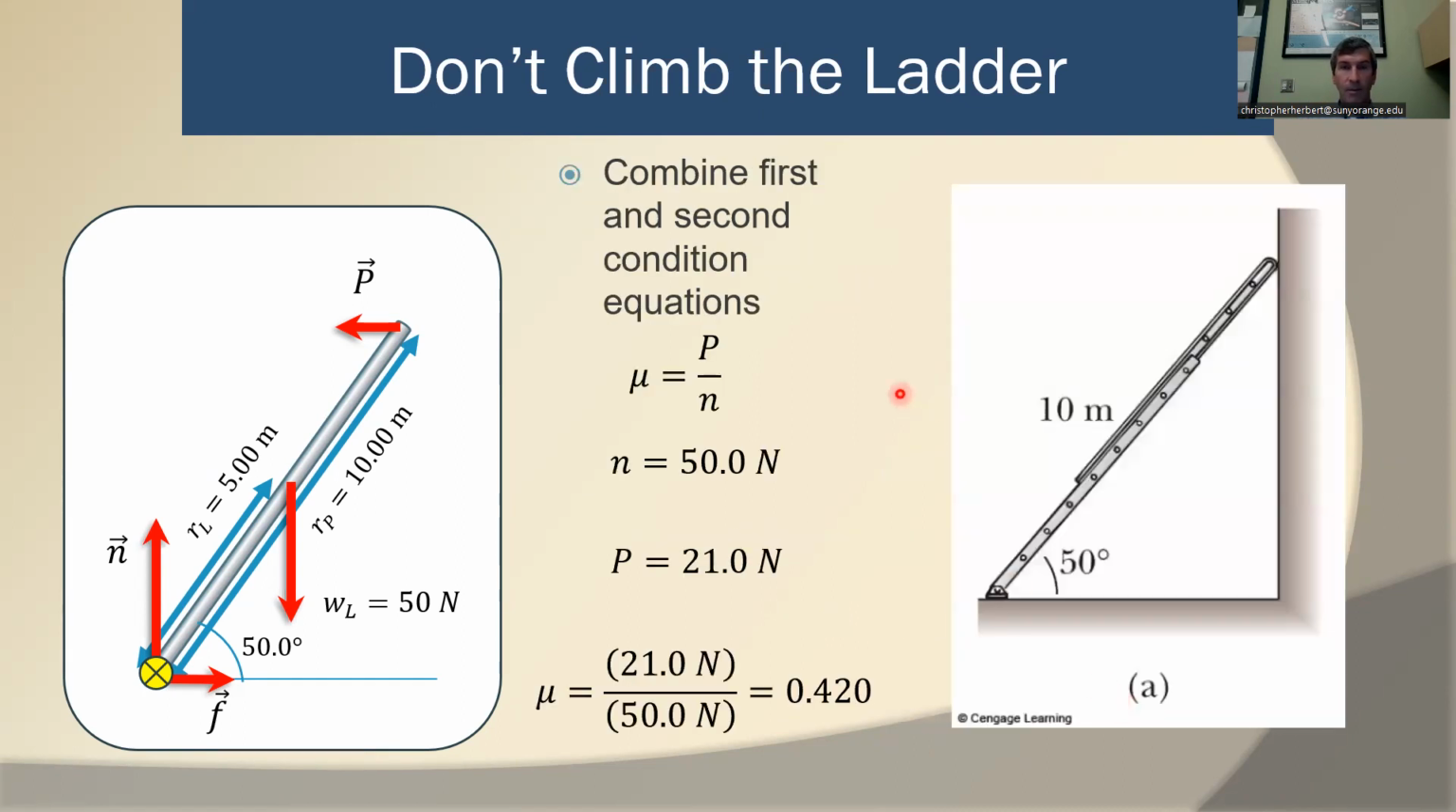I'm going to now plug that into my first equation. Use P over N. The normal force is 50 newtons, the pushing force from the wall is 21 newtons, and I get a coefficient of friction of 0.42.